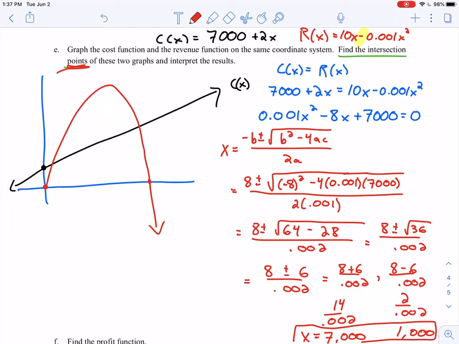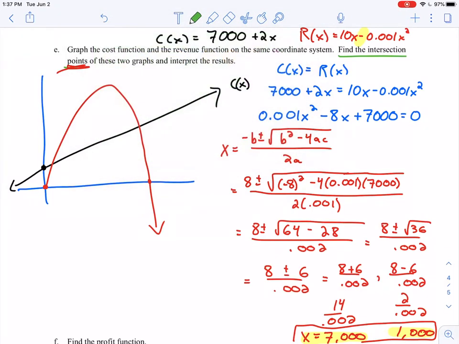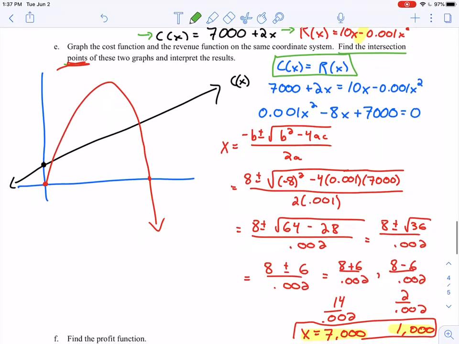So I'm going to take these two x values, x equals 7,000 and x equals 1,000, and I'm going to plug them in. And this is kind of interesting, it doesn't actually matter whether you plug it into the cost function or the revenue function, because we started off by assuming that these two are equal, because that's how you have an intersection point. So you can plug them into either the cost function or the revenue function, whichever you think is easier. I happen to think that the cost function is going to be easier to work with.